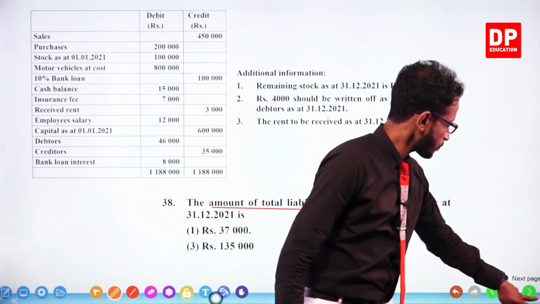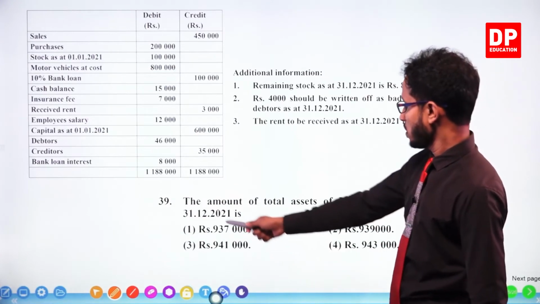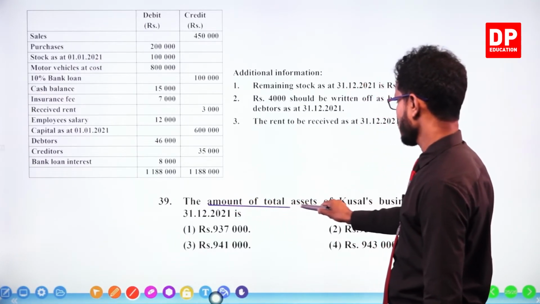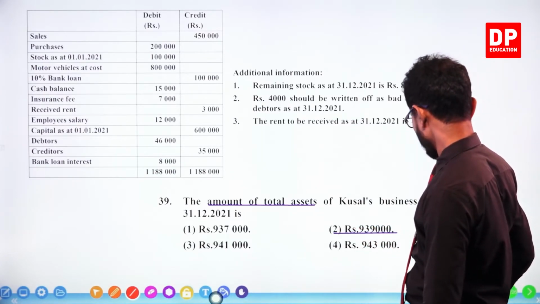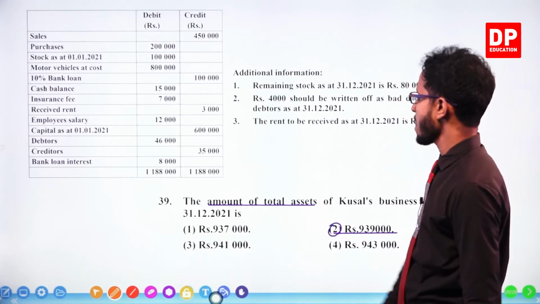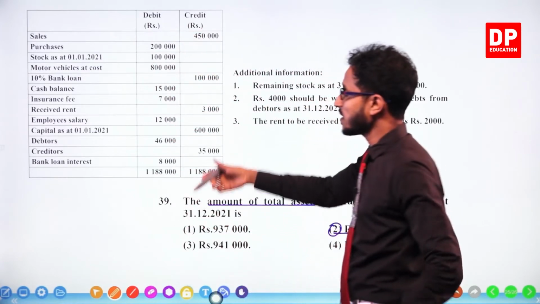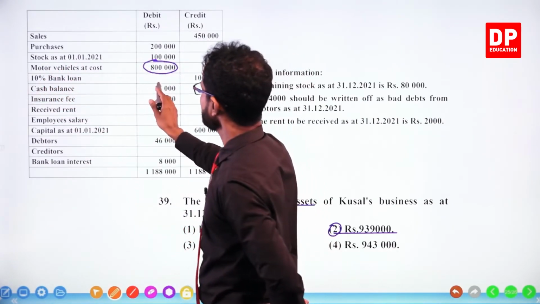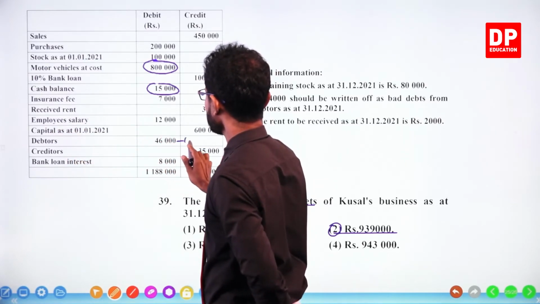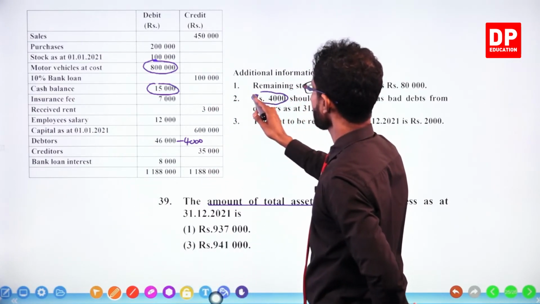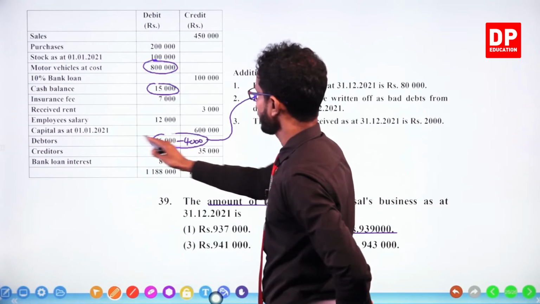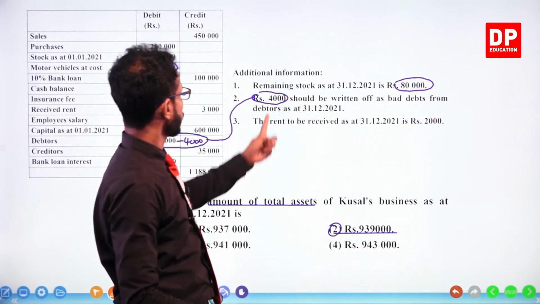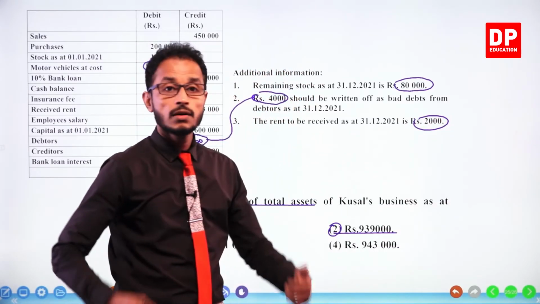The amount of total assets of Kusal's business, 939, it's here. What did we take again? Because we have a very clean and clear slide here, let's mark. Motor vehicles we took. Cash balance we took. Debtors we took after subtracting the bad debt, which came from here. The closing stock we took. Rent to be received we took. Done.